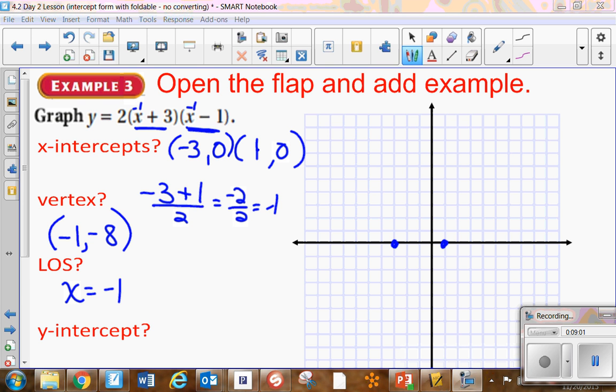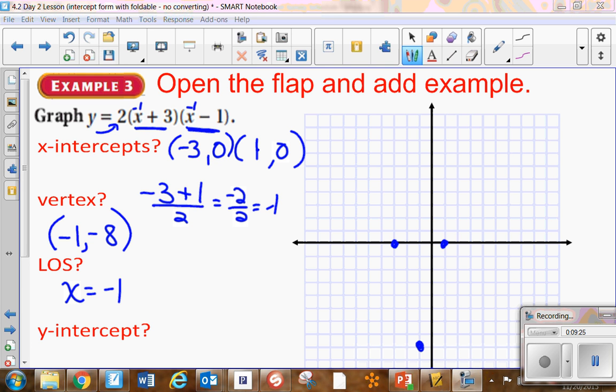Where'd you get the -1? Oh, never mind. Okay. So -1, -8. 1, 2, 3, 4, 5, 6, 7, 8. Okay, now let's ask ourselves the big question. This looks like it's going to open up. Should it be opening up? Yes, because my A is positive. So that's a way to double check yourself.